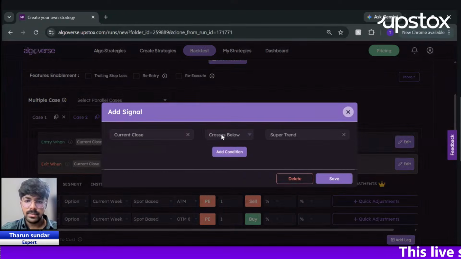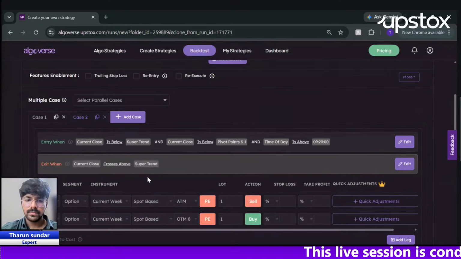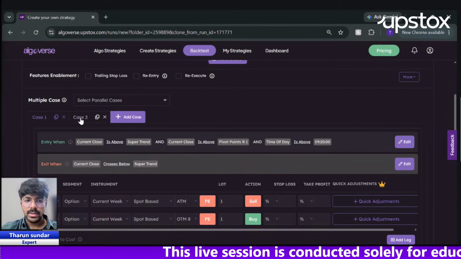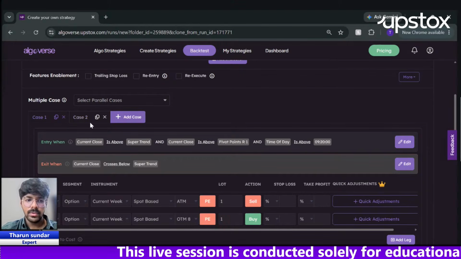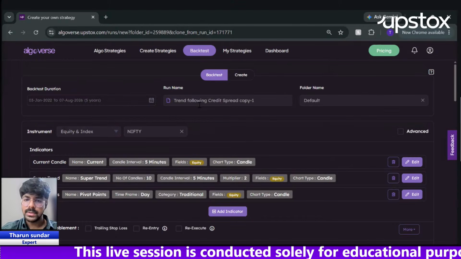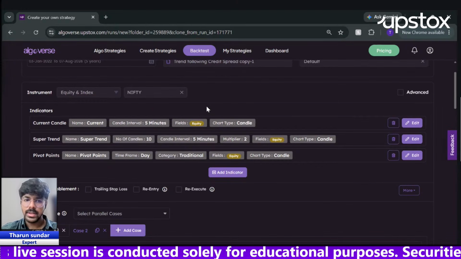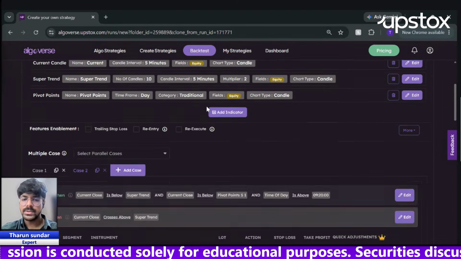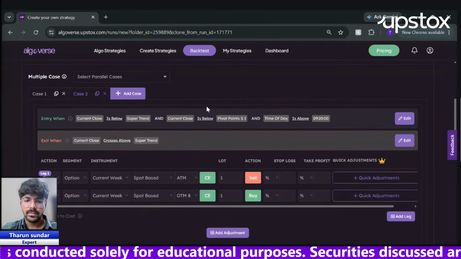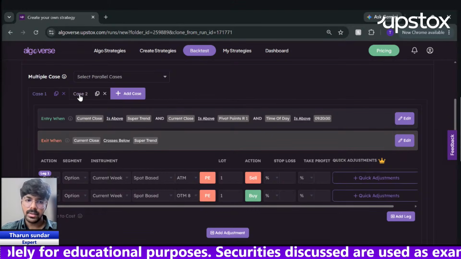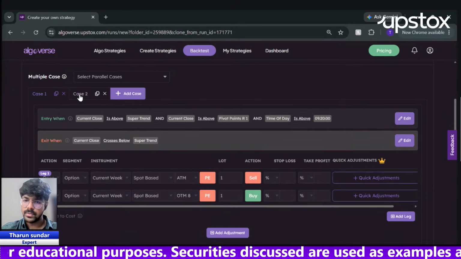And for exit, simple: current close crosses above Supertrend. And here I have to change it to a call sell and a call buy. So just like that, I've created bullish and bearish scenarios inside one single strategy. This is how easy it is to automate, backtest, and execute any algo trading strategy in Algoverse. It's like giving commands in plain English. That is, current close above Supertrend, time of the day is above 9:20.